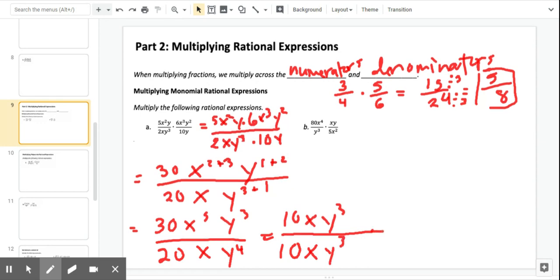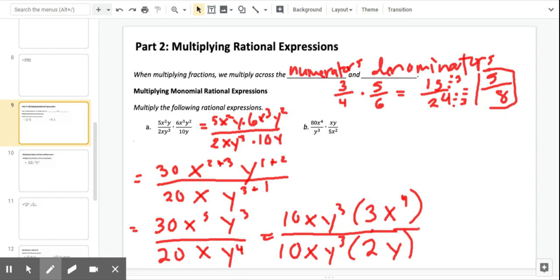So what am I left with? If I factored a 10 out of the 30, I'm left with 3. We factored one of the x's out, so that leaves me with x to the fourth. And then we factored out a y cubed, so we factored out this entire y. In the bottom, we factored a 10 out of this 20, so I'm left with 2. We factored this x out, so that's gone. And then I factored out y cubed from this y to the fourth, so I'm left with 1y.